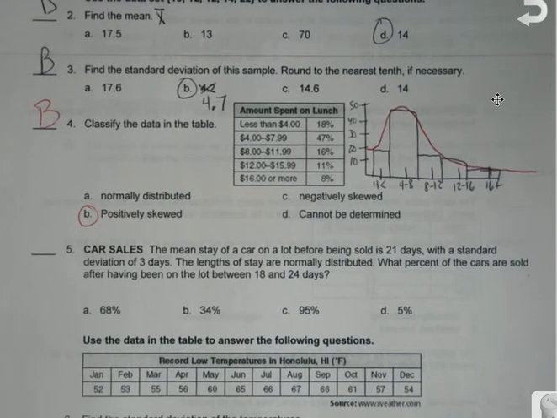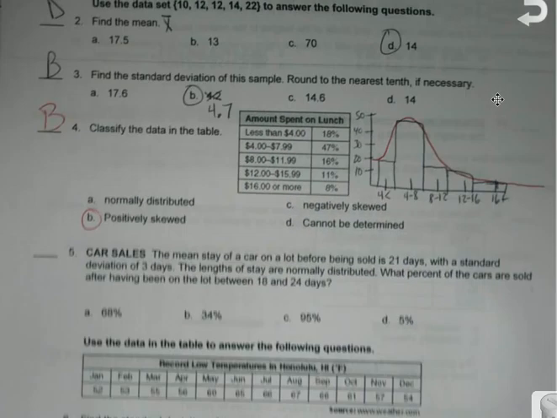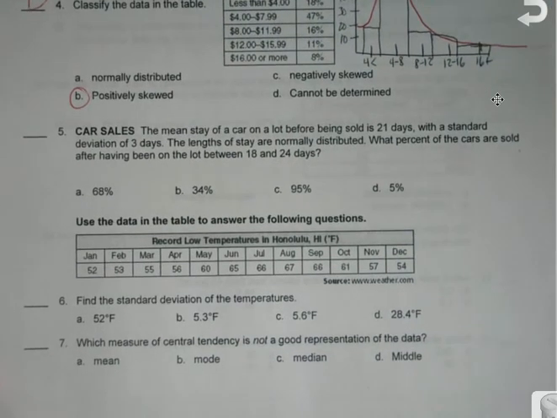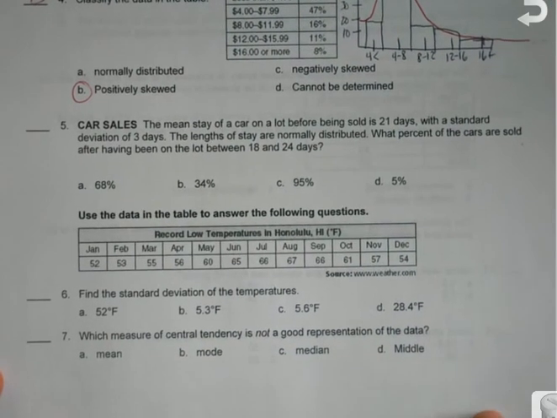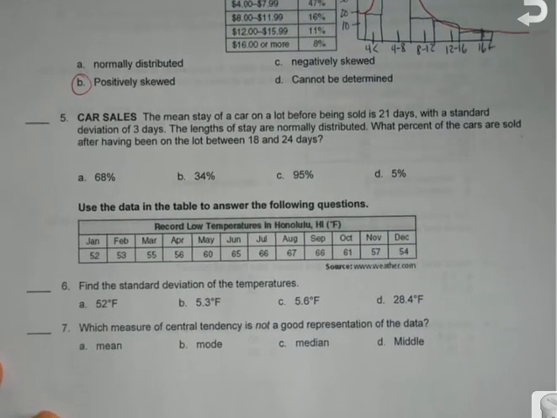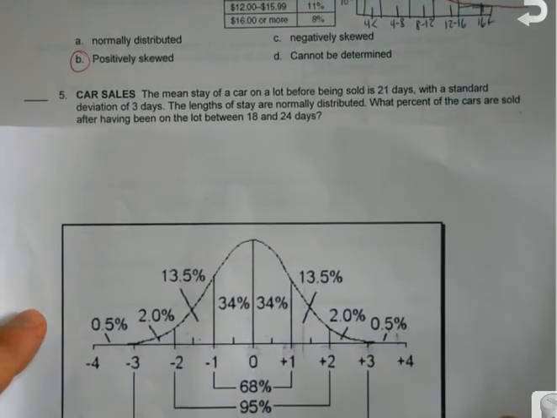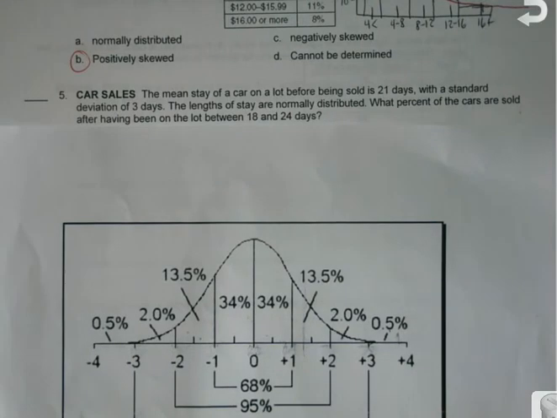Okay. Car sales. The mean stay of a car on a lot being sold is 21 days, with a standard deviation of 3 days. The lengths of stay are normally distributed. What percent of cars are sold after having been on the lot for 18 to 24 days? So I take a peek. Here's the advantage of having this sheet.